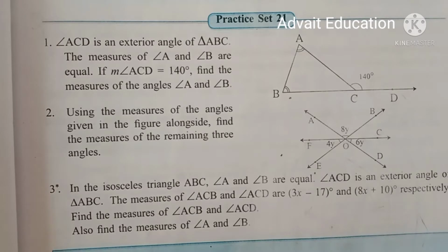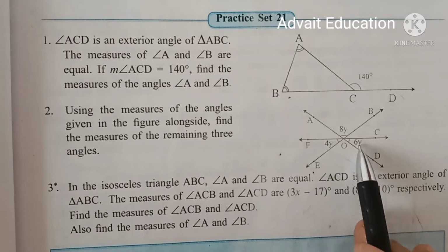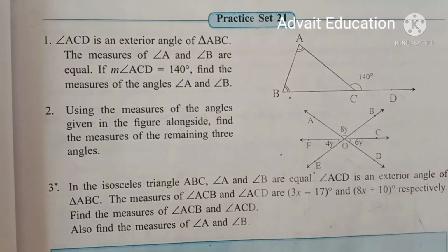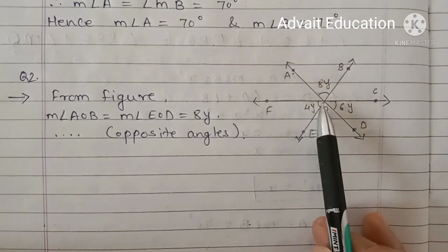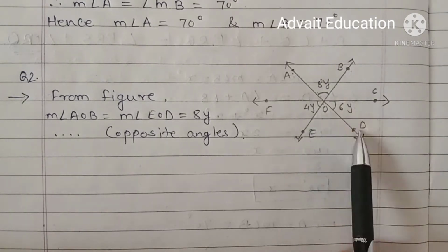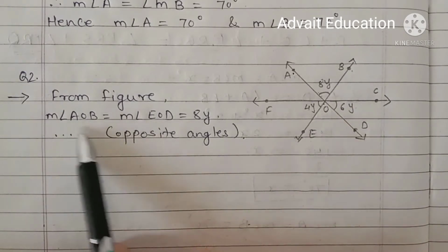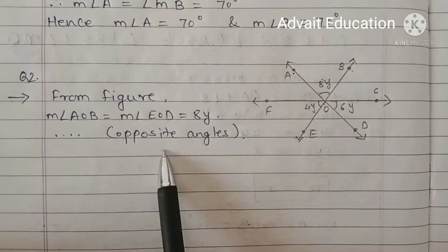Question number 2. Using the measures of the angles given in the figure alongside, find the measures of the remaining 3 angles. See, in this figure, this angle is 8y, this is 4y, and this is 6y. Angle measurement is given, and you can find the remaining 3 angles measurement. From figure, measure angle AOB, means this angle, is equal to measure angle EOD, this angle. This angle and this angle are opposite angles. You can write angle AOB is equal to angle EOD is equal to 8y, and the reason is opposite angles.